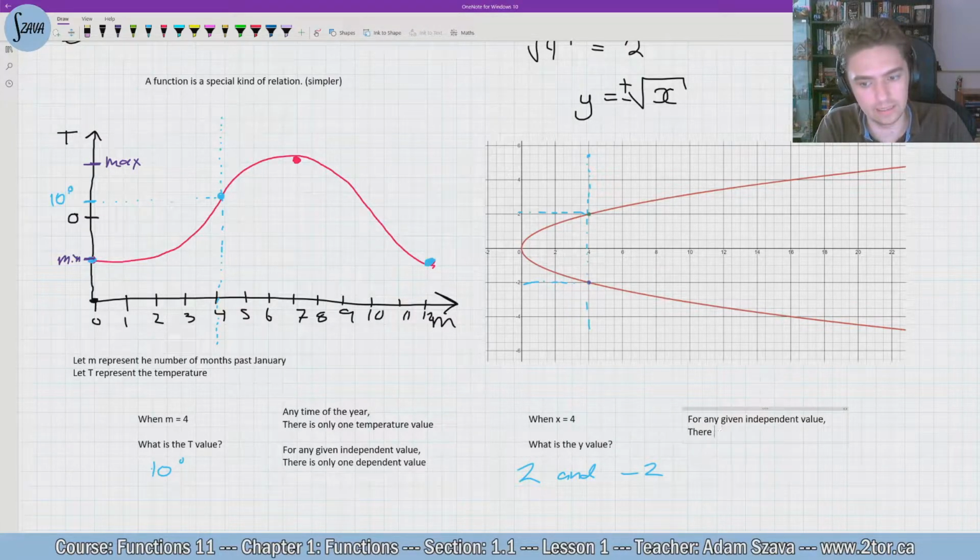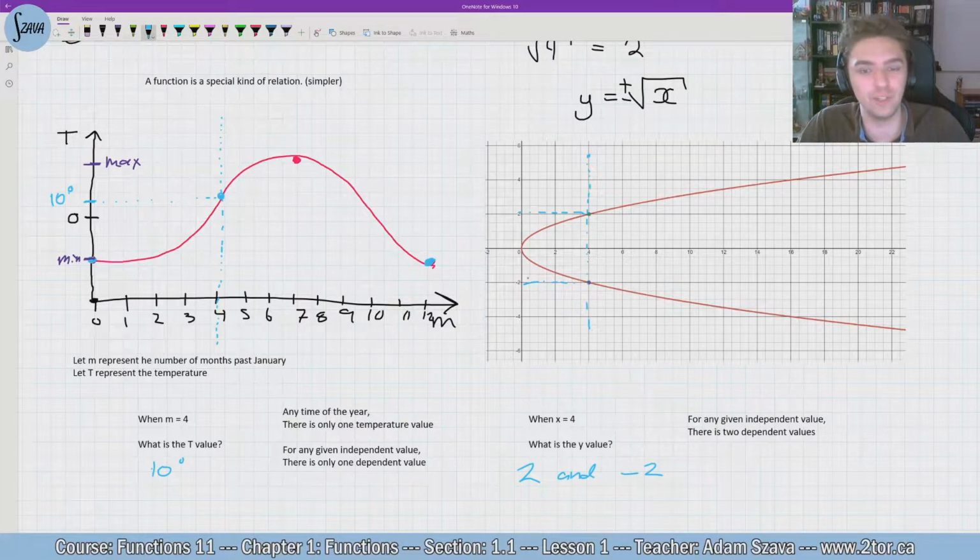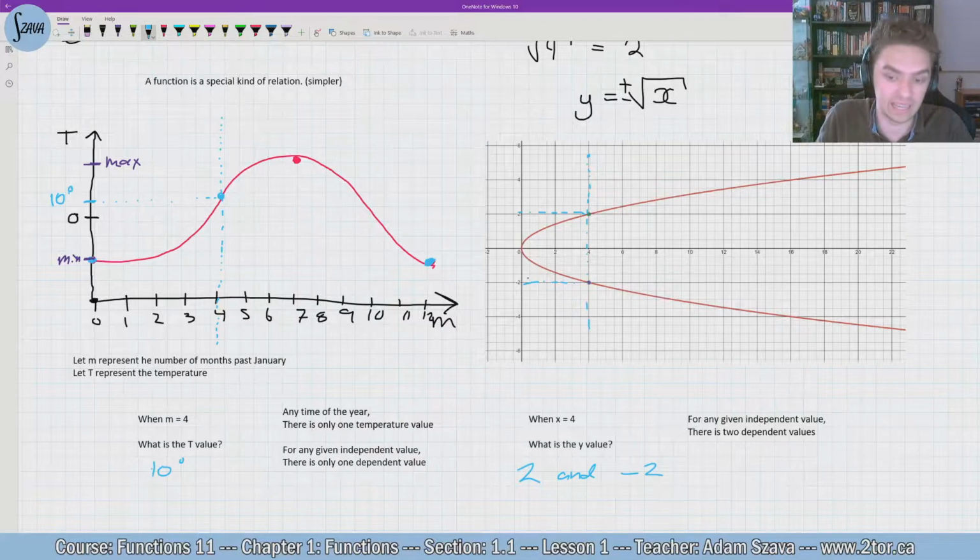There is 2 dependent values, or none. But the none doesn't really matter. The 2 is what matters, right? So none is from the fact that if I say x is negative 2 here, well, that dotted line never crosses the graph, so there's nowhere that we can assign a y value, because you can't take the square root of a negative number. That's the issue. If I'm setting x to negative 2, that means I want the square root of negative 2. But in the real numbers, you cannot take the square root of negative 2, or negative anything, for that matter.